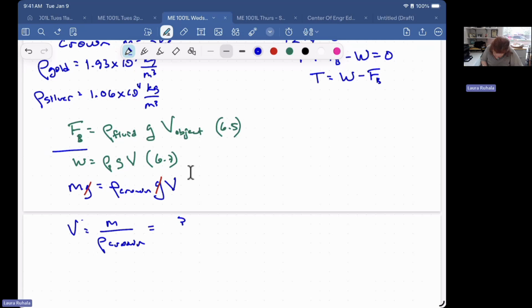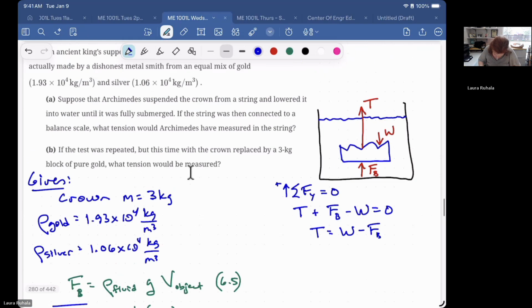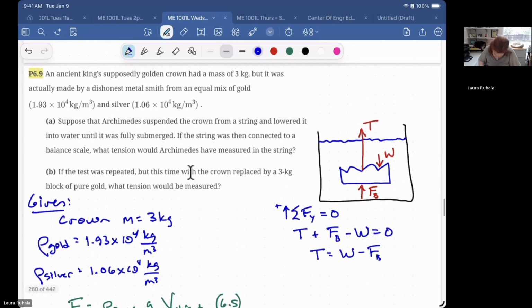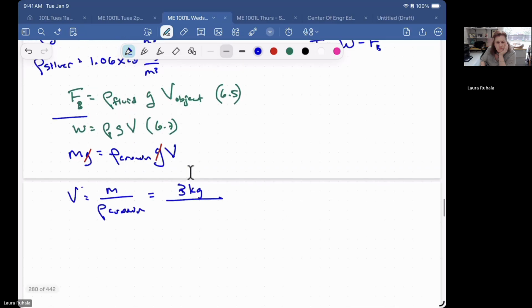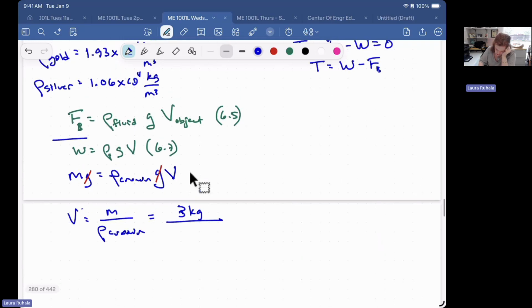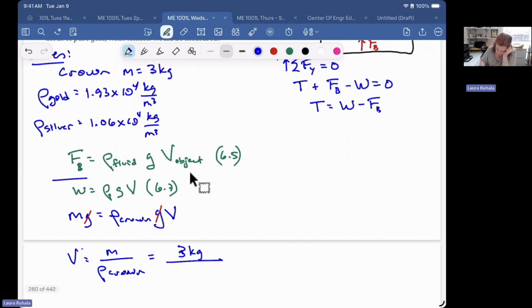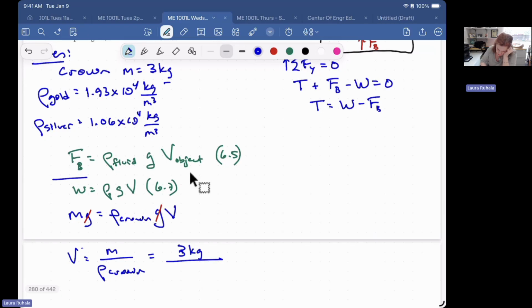So it's equal to 3 kilograms divided by, oh, yeah, what am I going to use for the density of the crown? Because this is what we're looking for, the density of the crown. So for the density of the crown, let's just go ahead and take an average of these two.